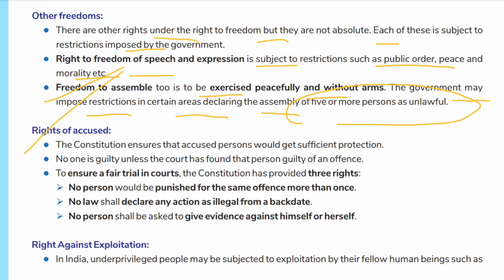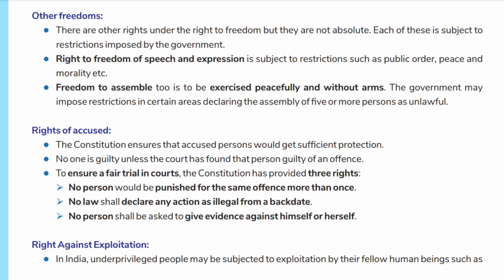Rights of the accused. In the rights of the accused, the Constitution ensures that an accused person gets sufficient protection, and no one is guilty unless the court has found that person guilty of an offence. To ensure a fair trial in courts, the Constitution has provided three rights. First, no person would be punished for the same offence more than once. Secondly, no law shall declare any action as illegal from a backdate. And third, no person shall be asked to give evidence against himself or herself.